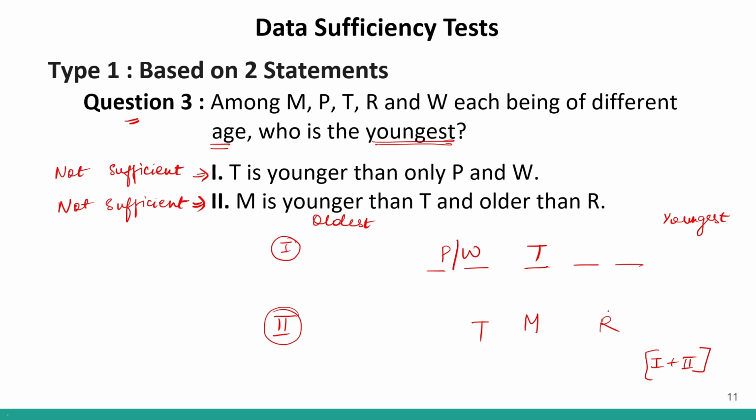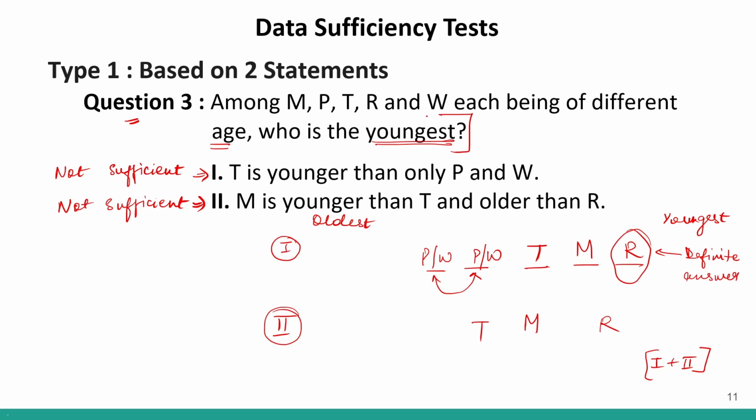So if I combine this, I can see if T is over here, M will be here and R will be here. Correct? T is over here according to statement 1. So M and R will be over here according to statement 2. Now, in the first place, we can get either P or W. That is not definite. But what do we have to answer? We have to answer who is the youngest. So the youngest member is over here. Correct? This is the definite answer.